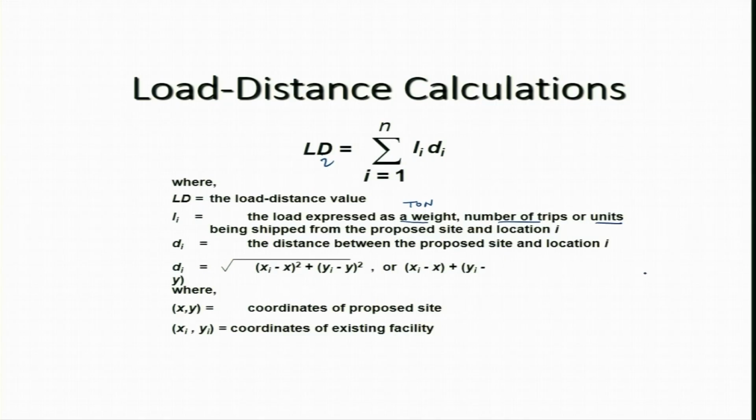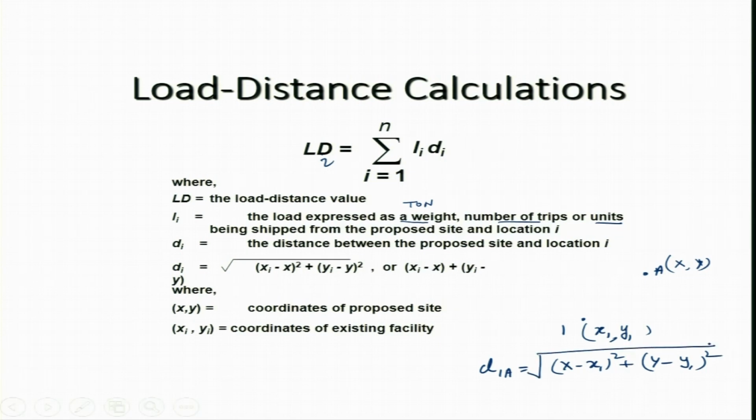This is nothing but the distance between the two coordinates A and 1. 1 is your existing, and let us say the coordinates of this are x1, y1, and the coordinates of the proposed location are x, y. Then the distance 1A is equal to, very simple, the square root of (x minus x1) whole square plus (y minus y1) whole square.